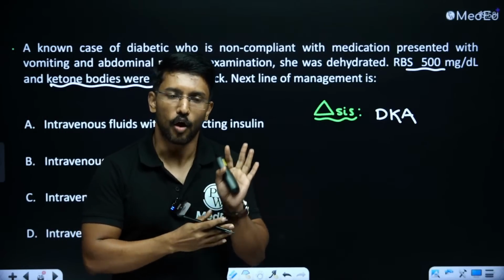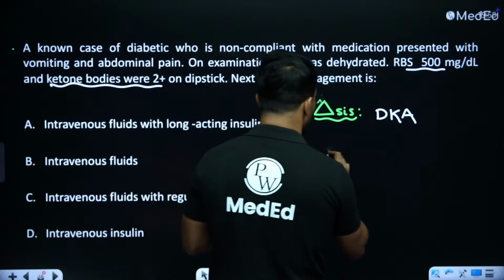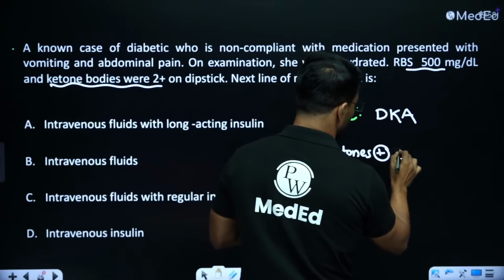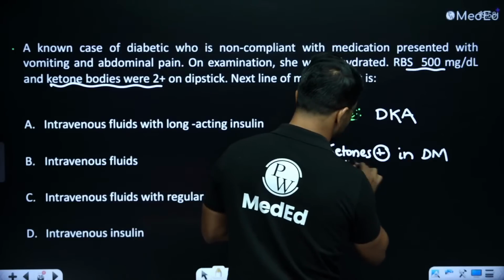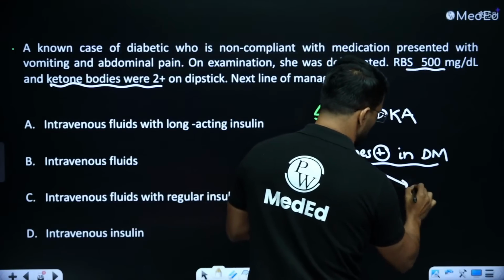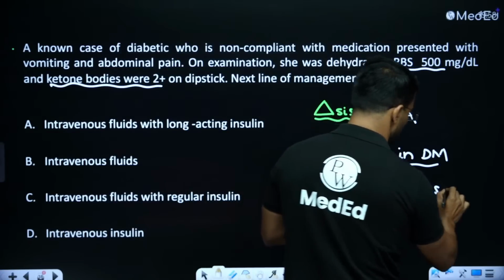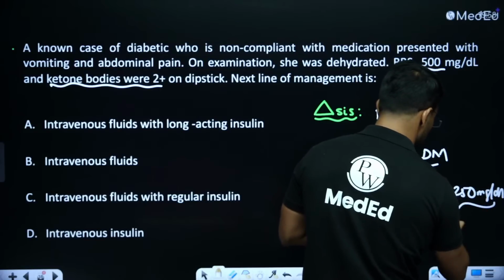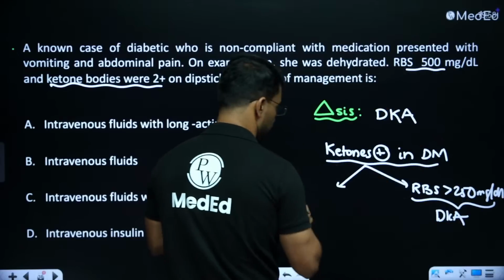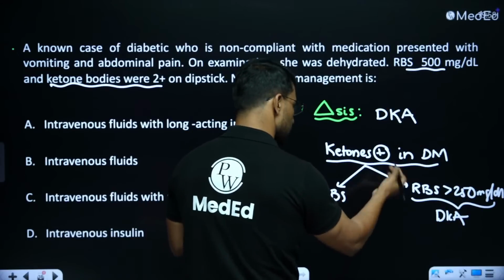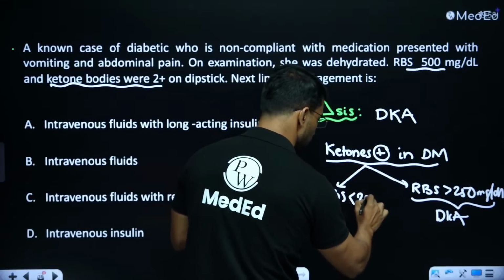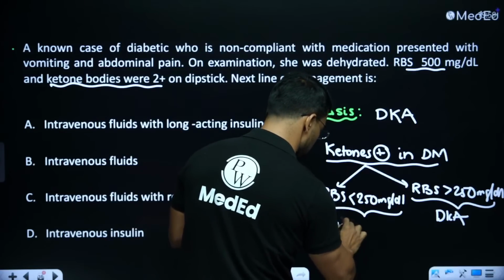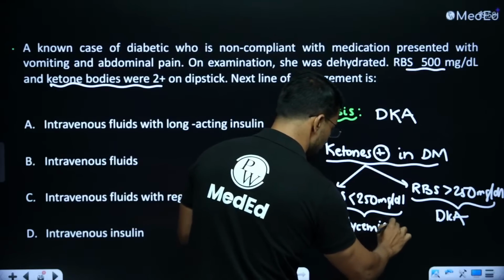So for the diagnosis of DKA, how much should be the minimum blood sugar level? If there are ketones positive in a diabetic with RBS more than 250 milligrams per deciliter, I will take it as DKA. But if in a diabetic the ketone bodies are positive but RBS is less than 250 milligrams per deciliter, this condition will be called euglycemic DKA. Euglycemic DKA.